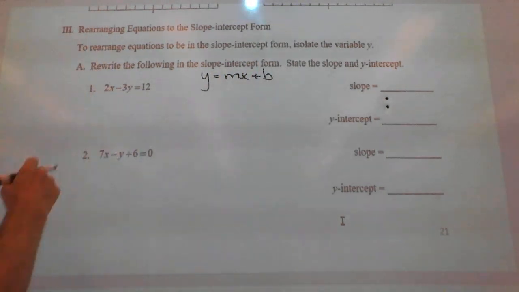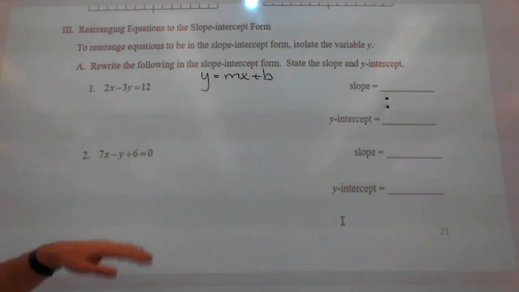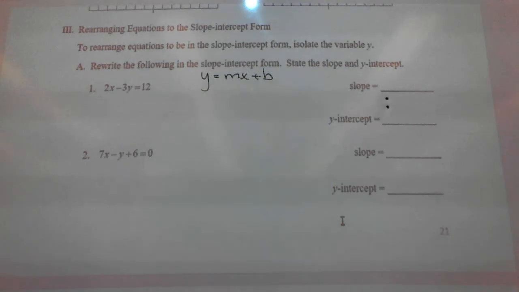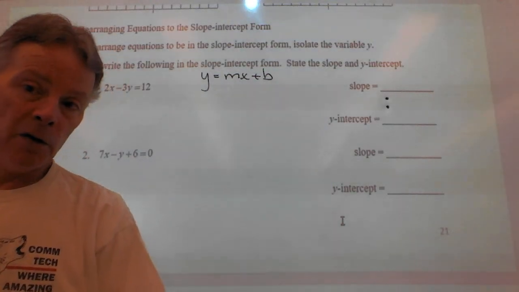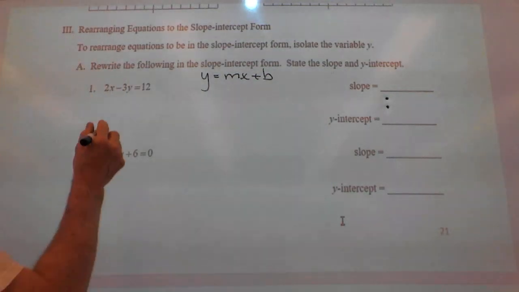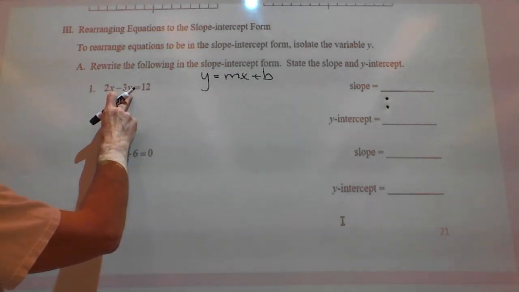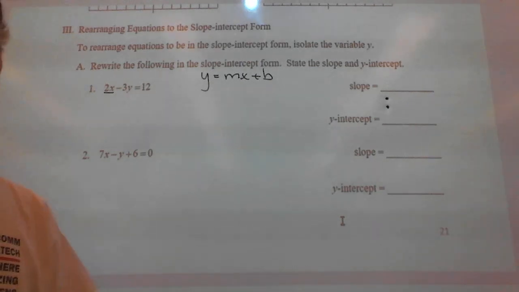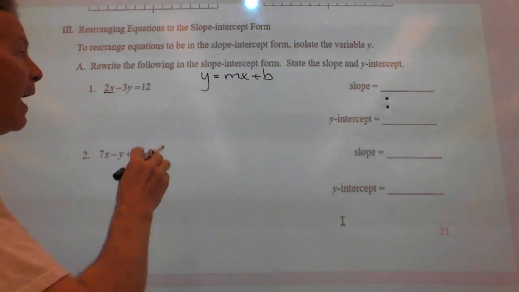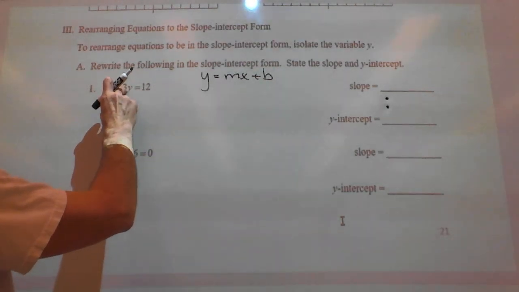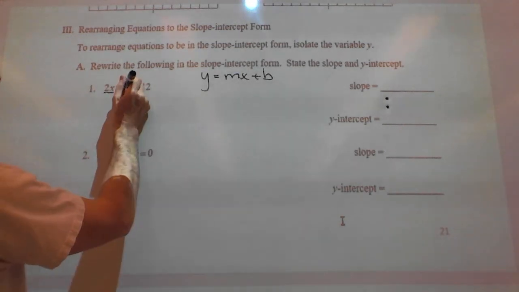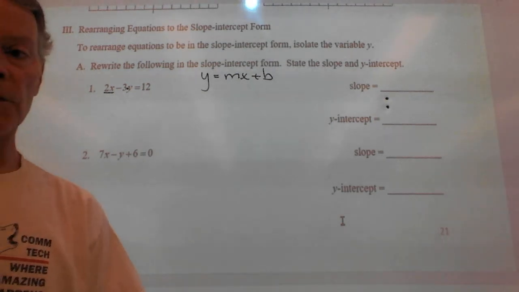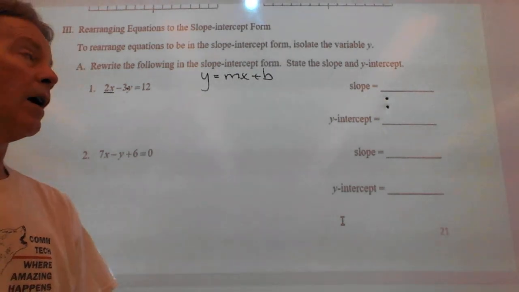Now, these equations don't look like that, right? The y isn't isolated. So we're going to have to do that. We're going to have to rearrange the equation. So let's do that. You want to get y all by itself. That's going to involve doing two things. You have to get rid of this entire term, the 2x, and you have to separate the 3 from the y. Now, right now, this is multiplication, right? 3y means 3 times y.